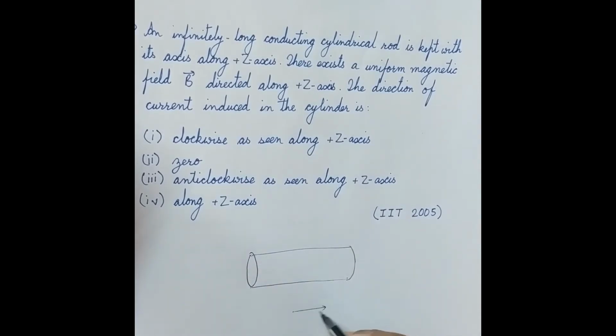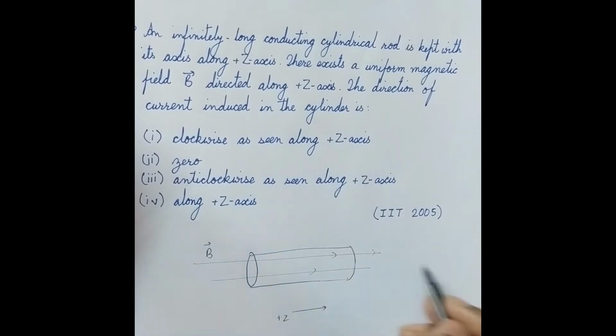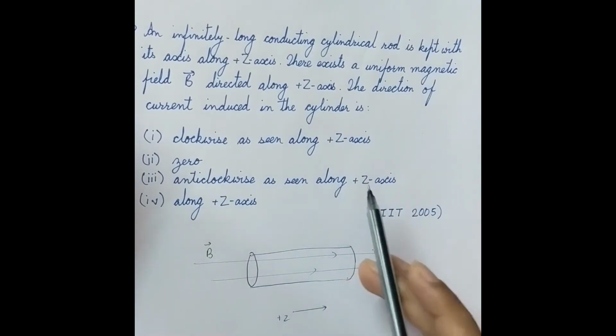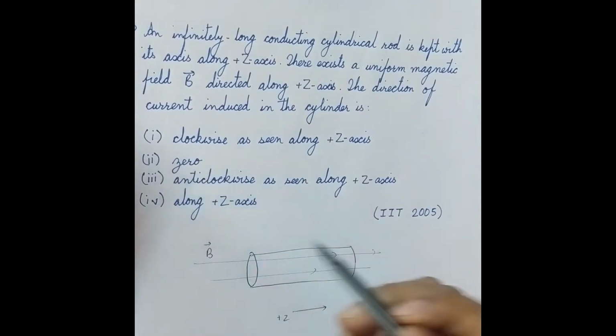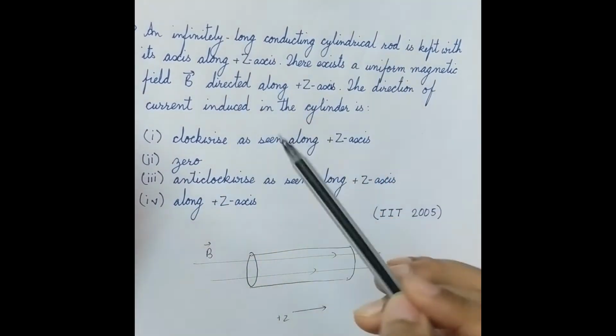I'm assuming this is the positive z-axis, and you also have the magnetic field in this direction along the same positive z-axis. So now here in this question I can directly say that the answer is going to be 0. How can I say that? Because this is just a cylindrical rod kept in a magnetic field.